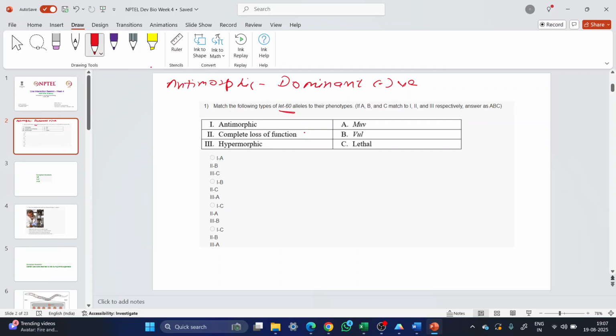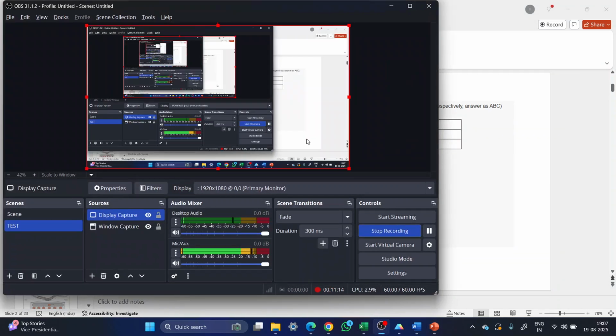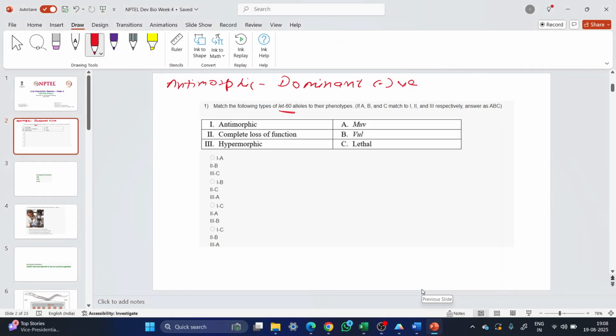Then second is complete loss of function. When there is complete loss of function, what will happen? It will become lethal. Why will it become lethal? Because RAS is essential for many developmental processes. It's not just important for vulva formation.